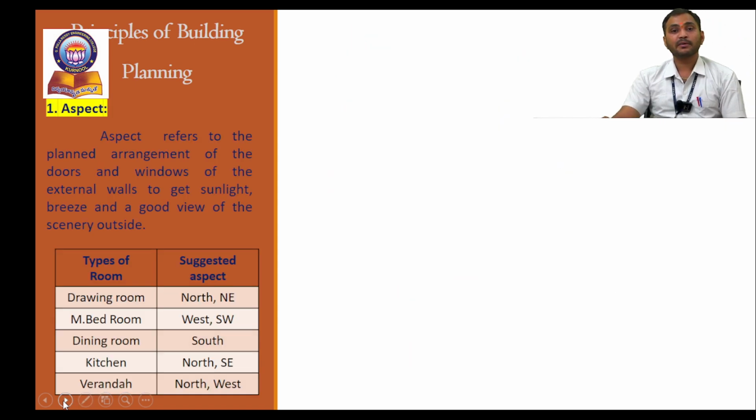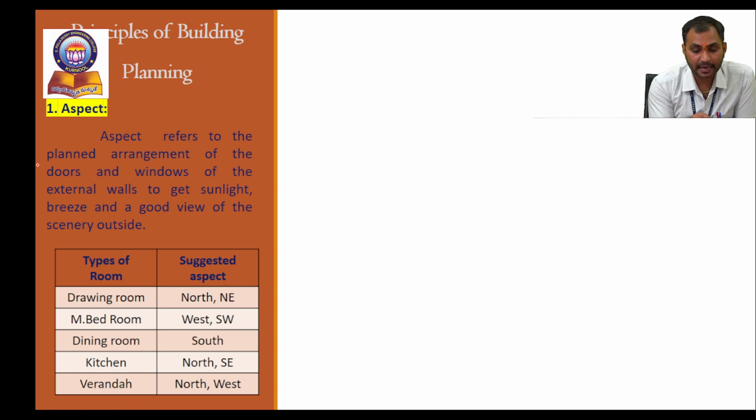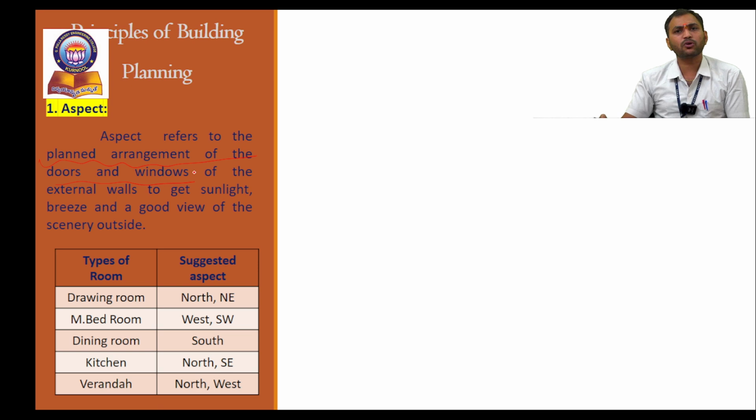Next, the first principle of building planning is aspect. What is meant by aspect? Aspect refers to the planned arrangement of the doors and windows. Not only the doors and windows, just before this slide we have discussed as per Vastu Shastra.